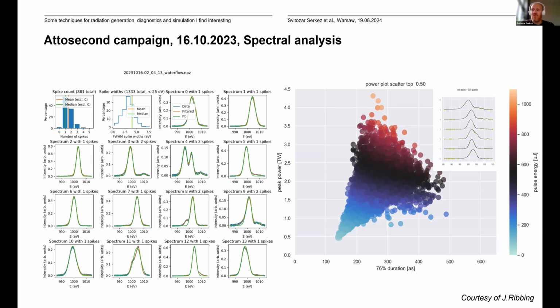If you make an assumption, and that's very important, that pulses are bandwidth limited, Fourier limited, let's put it this way, and you select events with only one spike and do a Fourier transform, you can see the upper limit of your power and the lower limit on your pulse duration. We got about 3-ish, 4-ish terawatt estimation on peak power, and conversely about 200 attoseconds, below 100, around 150 attoseconds estimation on pulse duration.